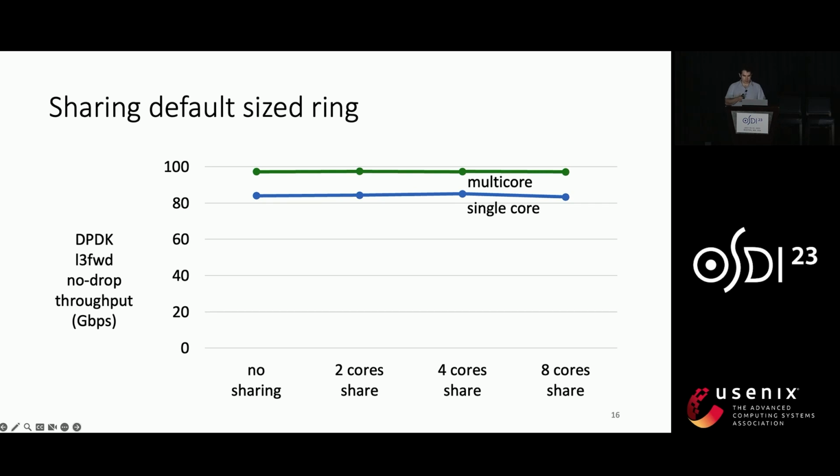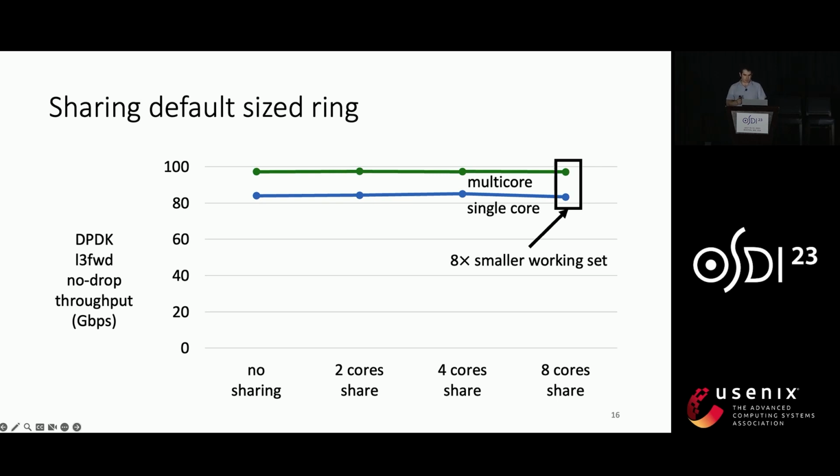We ask ourselves whether sharing the default size ring would solve the problem we observe with the no drop throughput. So we repeat the same experiment with the shared default size ring, and we consider both single core and multi-core performance. The leftmost points correspond to the default ring size per core, which we saw in the previous slide. As we move to the right, the number of cores sharing each default size ring increases with no loss to performance. Meanwhile, the working set size decreases by up to 8 times on the rightmost point.